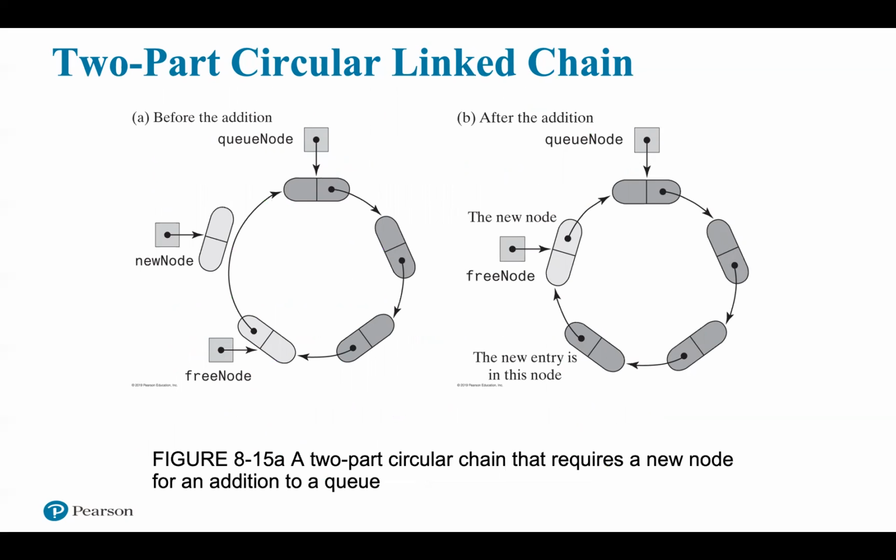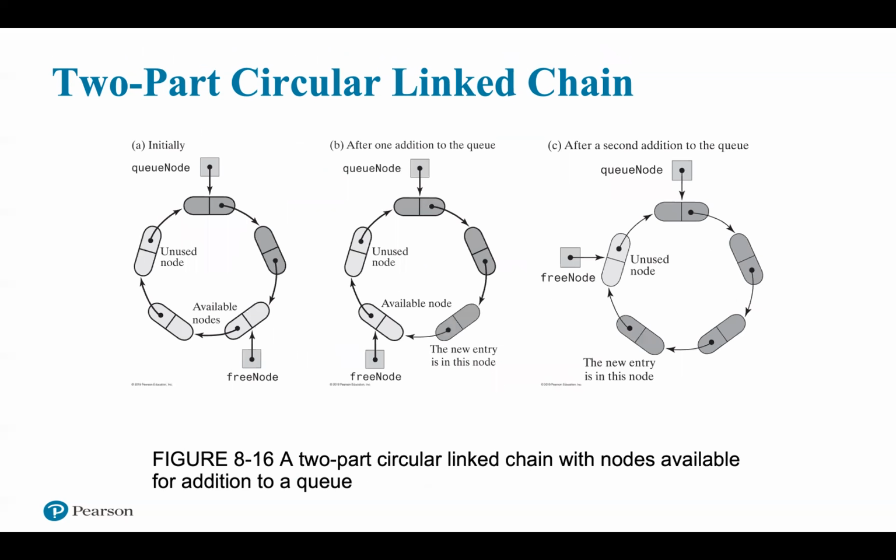Before adding an entry to the queue, we see whether a node is available in the chain. If one is not, we must allocate a new one and link it to the chain. We insert a new node into the chain after the node that free node references, as we are about to do in figure 8-15a. We do not insert it before the node because we would need a reference to the previous node to do so. Getting such a reference would take time. The node that free node references joins the queue and will contain the new entry. The new node becomes the unused node, and we make free node reference it, as shown in figure 8-15b.